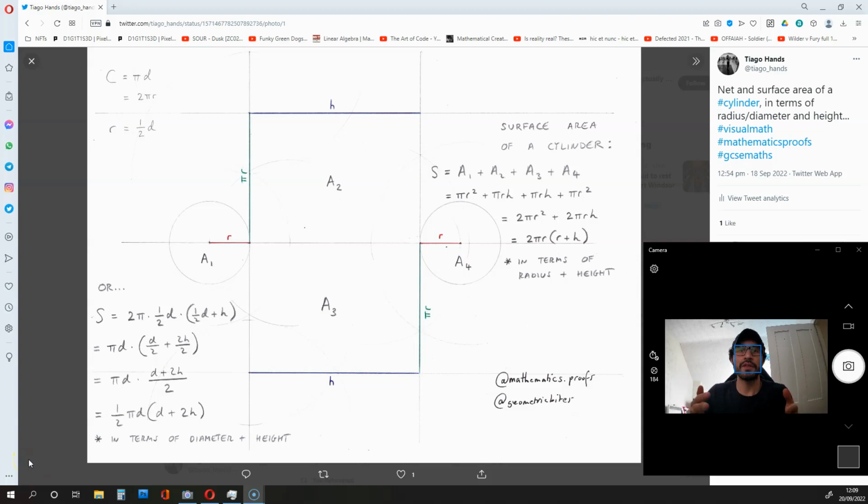Hello, in this video I'm going to be showing you how to derive the surface area of a cylinder. The surface area of a cylinder is going to consist of two circles and a rectangle.